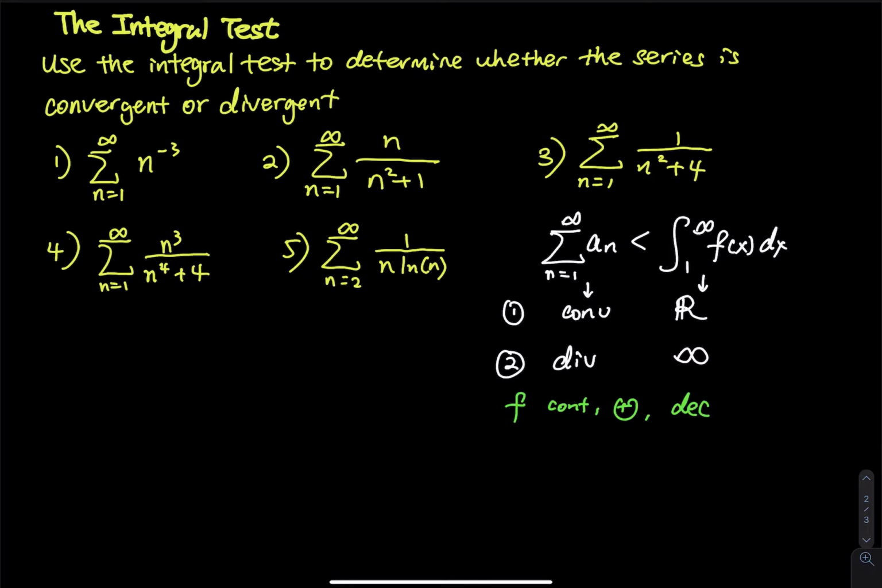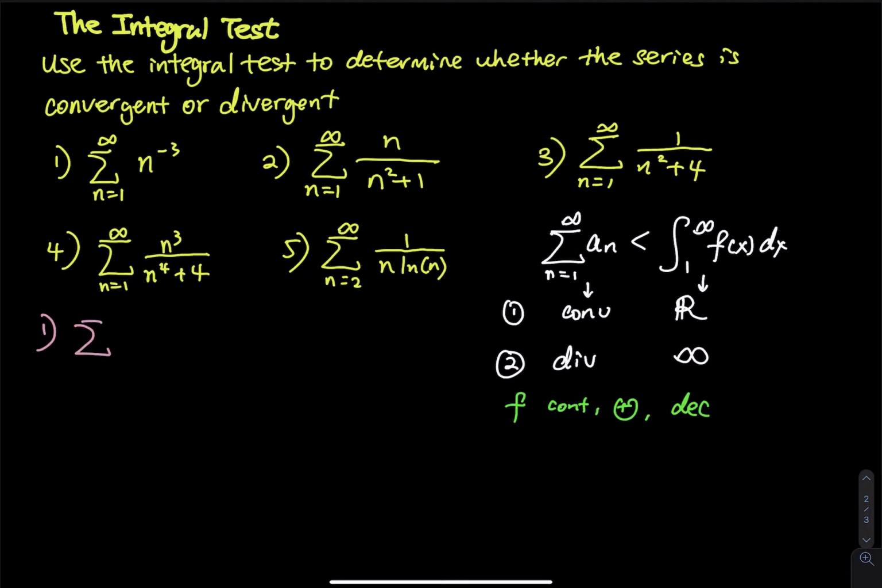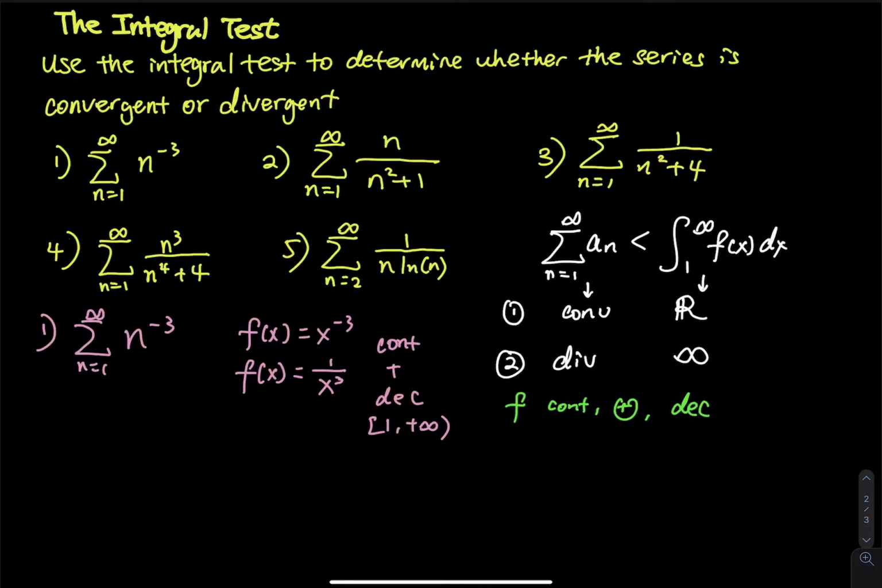Okay, let's do the first problem, number 1. We have the series, n goes from 1 to infinity, n to the negative 3. That is the same thing as f of x equals x to the negative 3, which is the same as f of x equals 1 divided by x to the third. This is a continuous, positive, and decreasing function from 1 to infinity, right? As x increases, the y value decreases. So the integral test applies, and you have to perform the integration from 1 to infinity of x to the negative 3 dx.